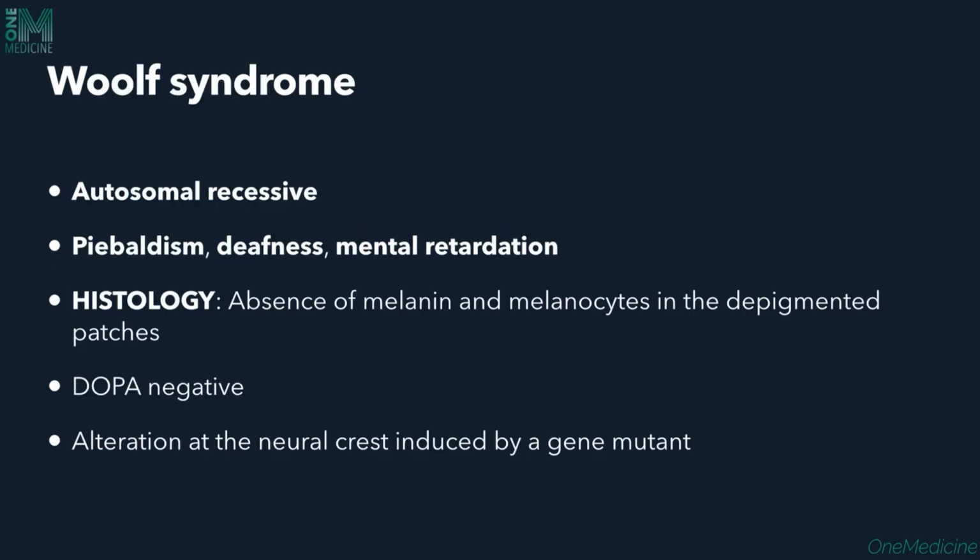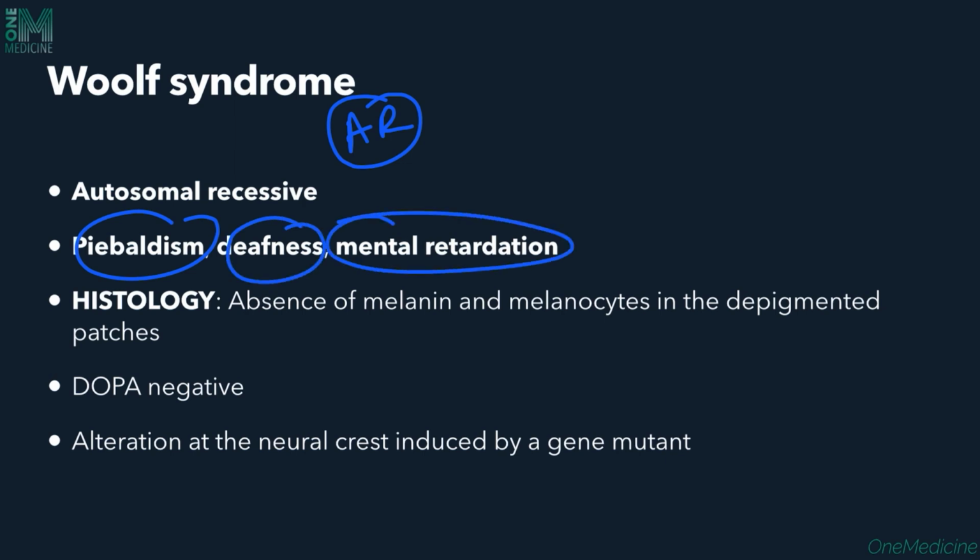Woolf syndrome is the next syndrome. It is an autosomal recessive disorder. There will be piebaldism, deafness, mental retardation here, because all of these melanin synthesis would be affected. Histologically, there is absence of melanin and melanocytes in the depigmented patches, which is DOPA negative. There is alteration in the neural crest seen here.